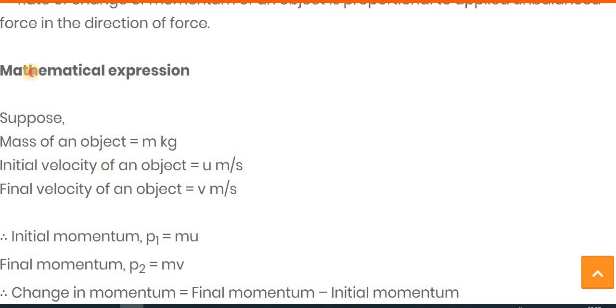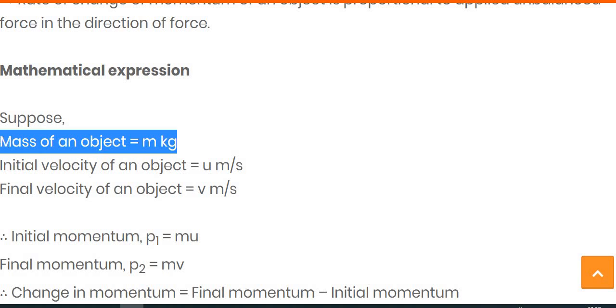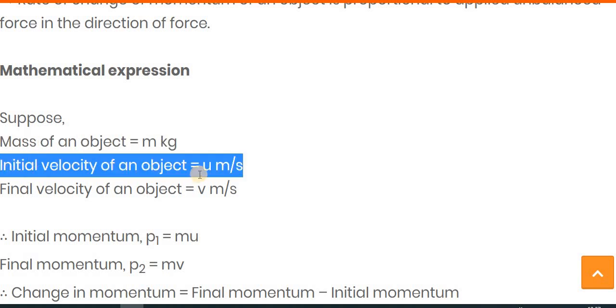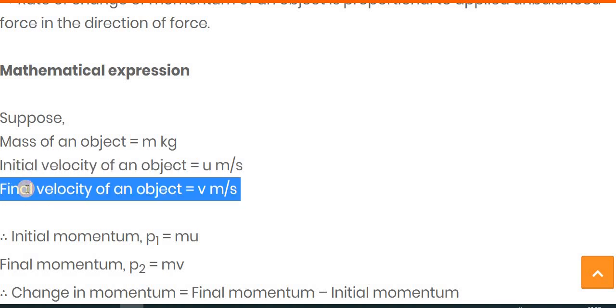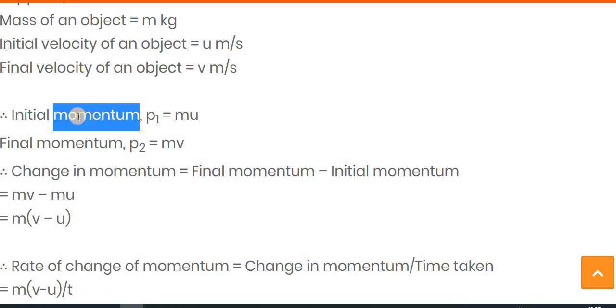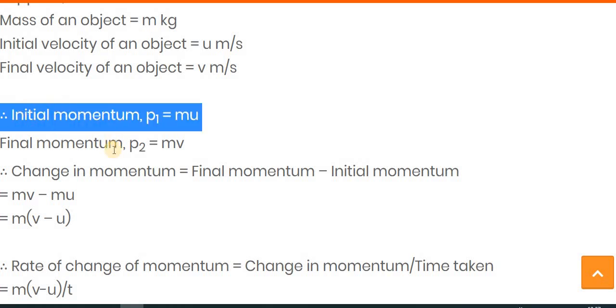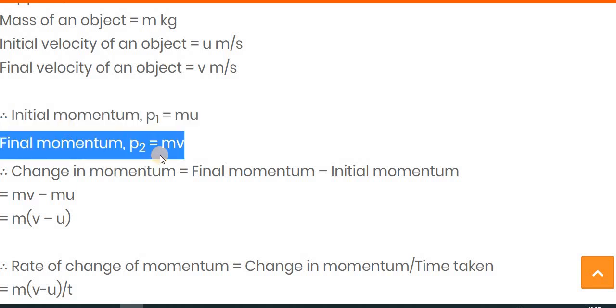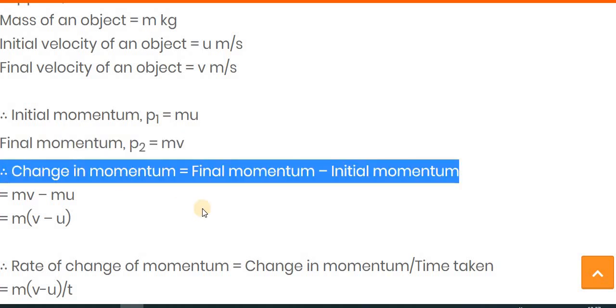Let's see the detailed mathematical expression. Suppose the mass of an object is m kg. The initial velocity of the object is u meter per second, whereas the final velocity of the object is v meter per second. So the initial momentum is P1 is equal to mu, and the final momentum P2 is equal to m into v. The change in momentum is equal to final momentum minus initial momentum, so mv minus mu.